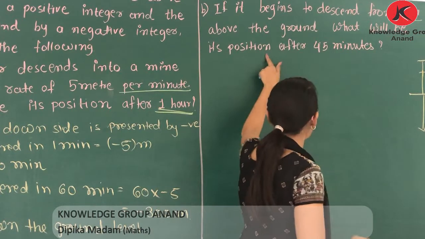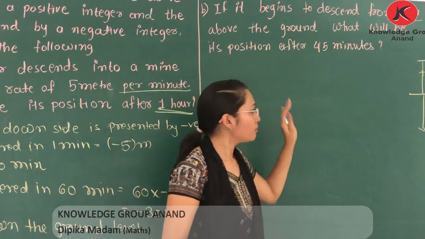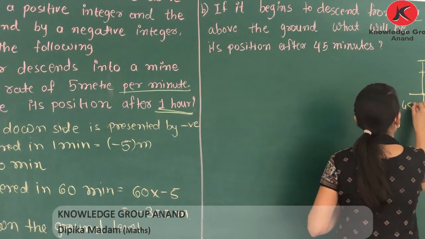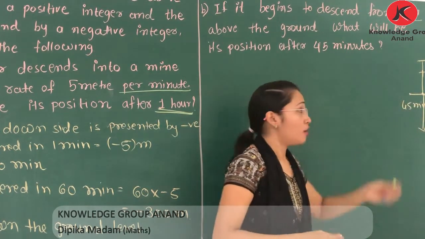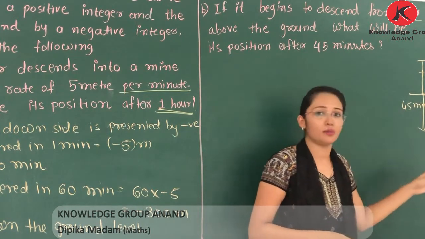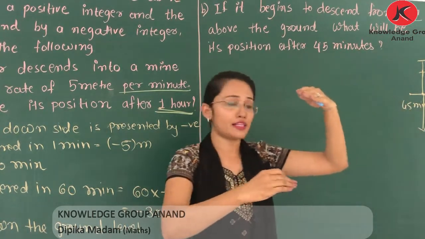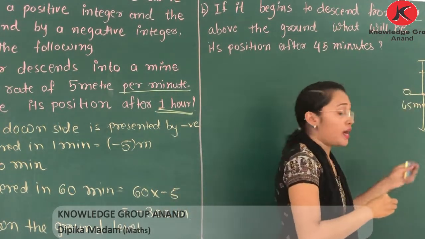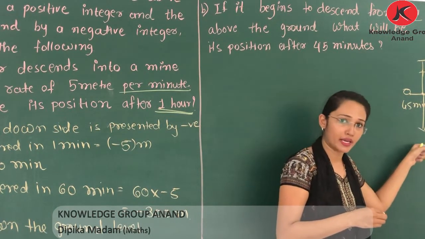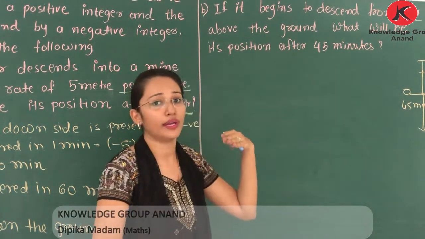What will be the position after 45 minutes? Same rate, 5 meter per minute, and you need to cover 45 minutes. Okay, 15 will be positive and whatever distance is covered in the downside will be negative. Why? Because it starts from above, first it will reach 0. This is the ground level, and from this if we move downside it will be represented by a negative sign. Above is positive, and if we go below ground level, it is negative.